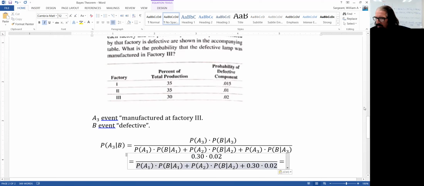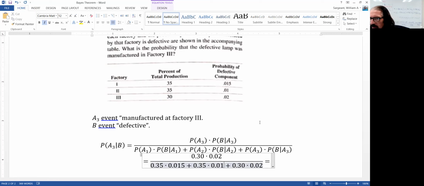And then the rest of the denominator, we're going to have 35%, so 0.35 times 0.015. Probability that it came from factory 1 times the probability that, given it was from factory 1, that it was defective. And now the probability it came from factory 2 multiplied by the probability that, if it was from factory 2, that it was defective. That's a 0.01. Bringing up the calculator here, just a moment.